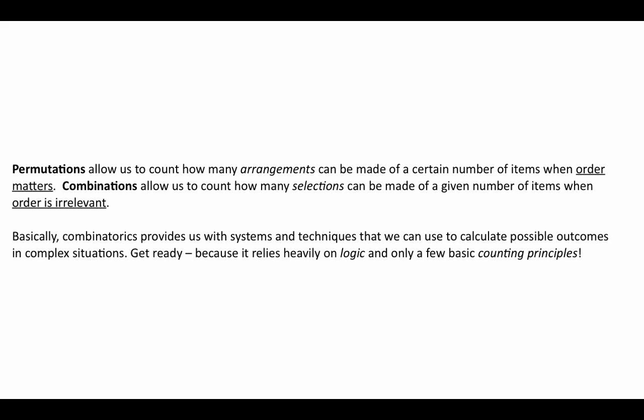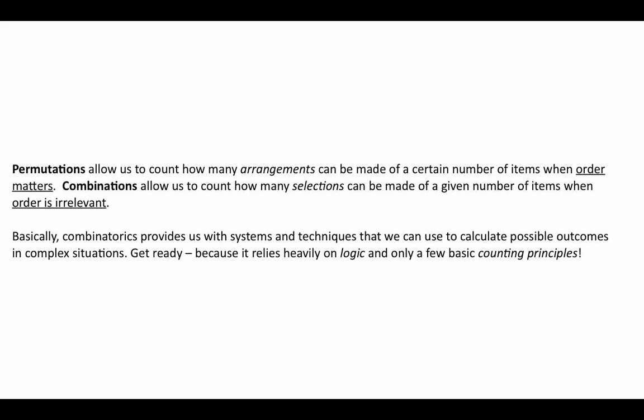Combinations allow us to count how many selections can be made when order does not matter. So when you're playing maybe a card game and you've got a king, a queen, a 5, a 2, and a 3 in your hand, it doesn't matter what order you hold those cards in your hand. Just the fact that they're in your hand is all that really matters. So the order of those cards does not matter. And that is what distinguishes permutations from combinations.